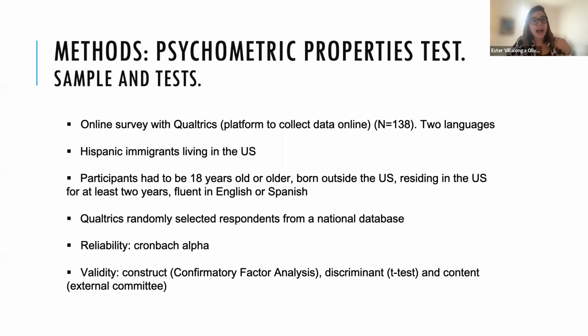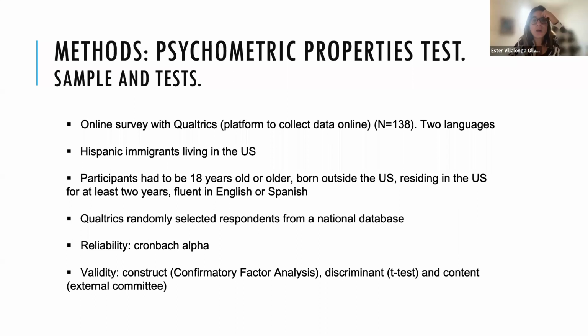After performing all these changes, it's where I implemented the survey using Qualtrics in 138 people that were selected from a national database. And I used this sample to test psychometric properties, but only using classical test theory. So I was concentrated on reliability. So we measure reliability with Cronbach alpha.